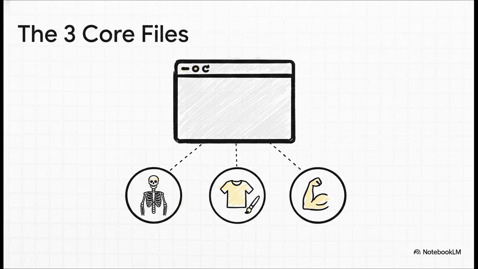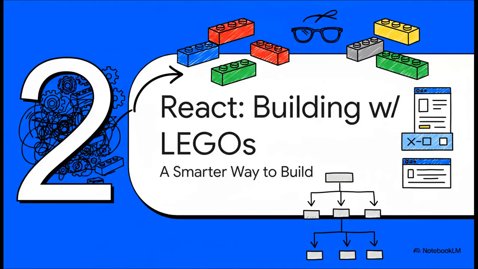Then you have CSS. That's like the skin and the clothes. It handles all the styling, the colors, the layout, making everything look good. And finally, there's JavaScript. That provides the behavior. It's the muscles that make the site interactive and dynamic. For a long, long time, as websites got more interactive, that JavaScript part got incredibly messy and just really hard to manage. That is where React comes in.